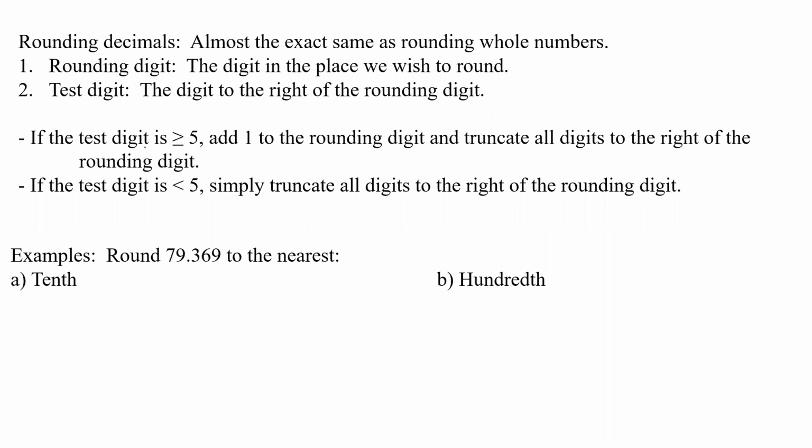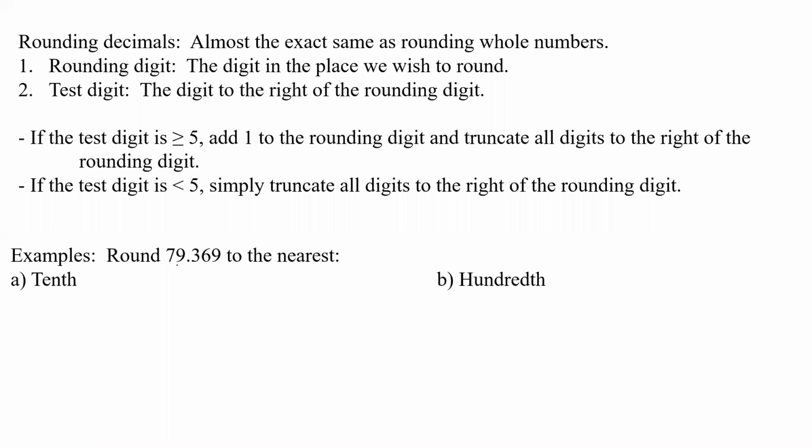And as we did before, if the test digit is greater than or equal to 5, we're going to add 1 to the rounding digit. And then what happens with the decimals is we just truncate all the digits to the right of the rounding digit. So they just all disappear. We don't have anything to the right of it. And if the test digit is less than 5, we simply truncate all the digits to the right of the rounding digit and we're done.